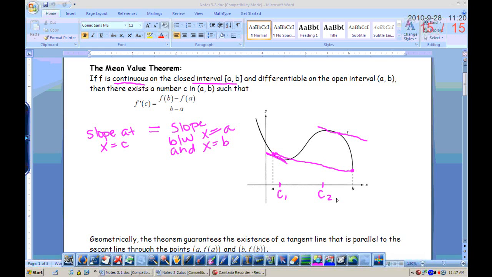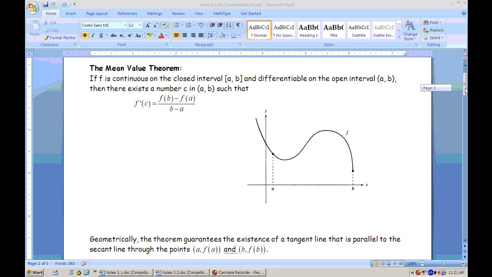Yes. Okay, read what's right below it. Geometrically speaking, the theorem guarantees the existence of a tangent line that is parallel to the secant line between the two endpoints. A secant line intersects at least 2 points on a graph. A tangent line just intersects one. So there is a tangent line that's parallel to the slope of the two endpoints. Okay, it's kind of a big theorem, but it's pretty easy and straightforward.